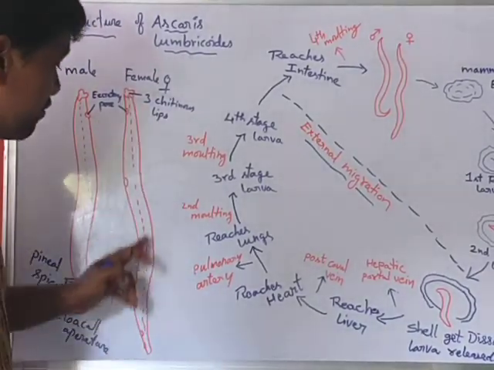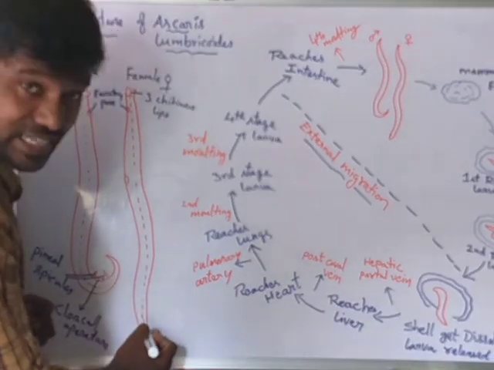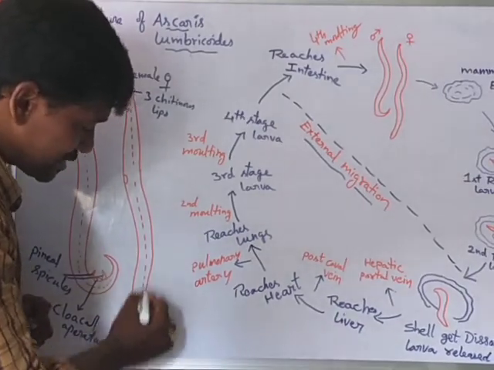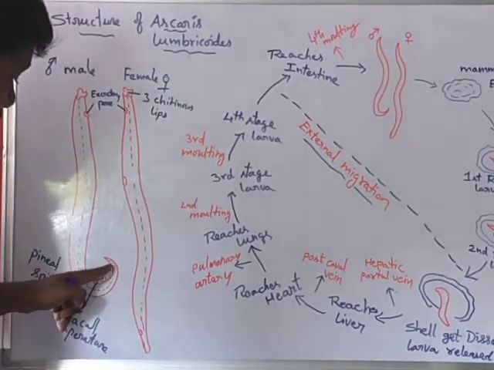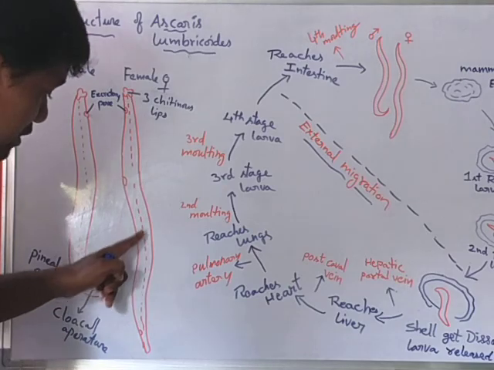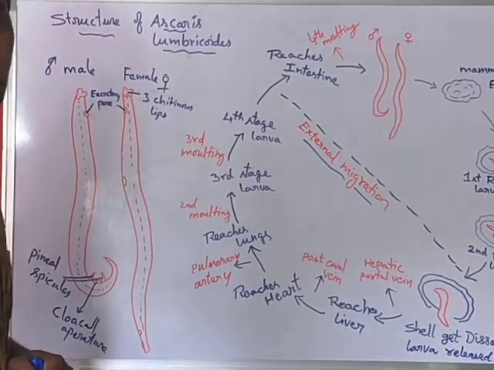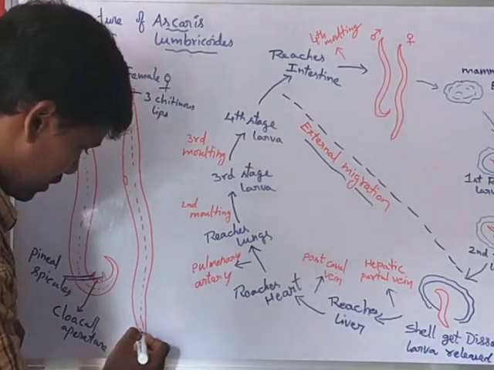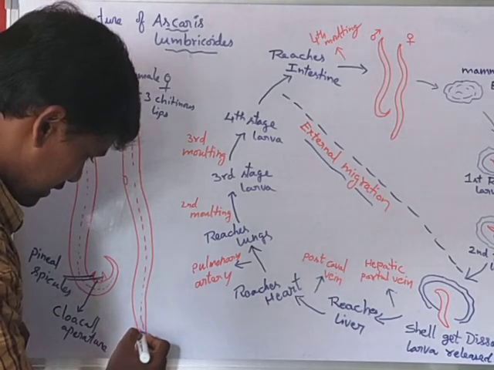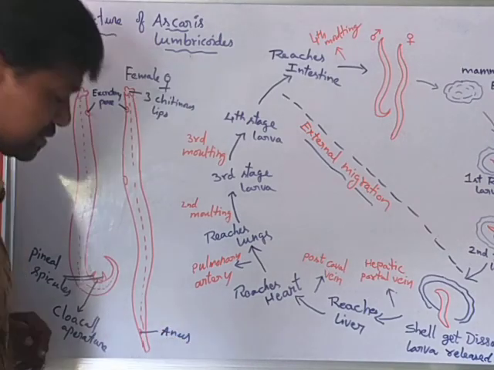If you take the female organism, the posterior end, which is considered the tail, is straight. So the male posterior end is curved and the female posterior end is straight. This is the main difference. Near the tail there is an aperture called the anus.